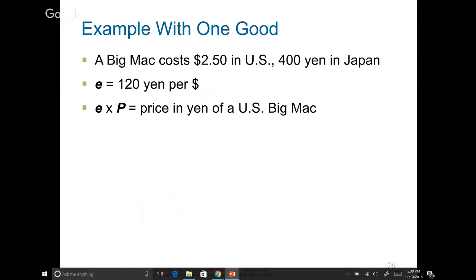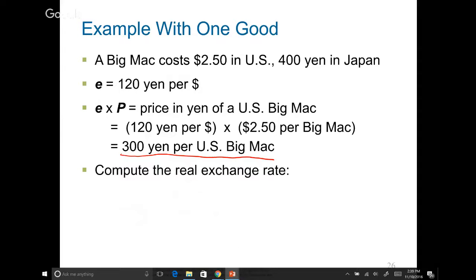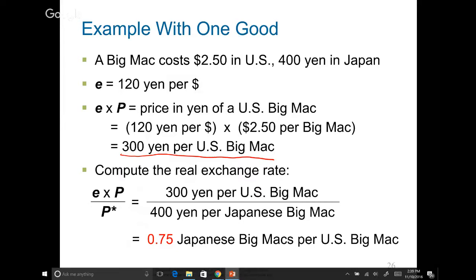Now, for example, suppose we have a Big Mac that costs $2.50 in the US, and it will cost you 400 yen in Japan. If you're looking for the real exchange rate, first use your exchange rate of 120 yen per dollar times $2.50 for a Big Mac in America. So your Big Mac should cost 300 yen in Japan. But for the real exchange rate, you use what the Big Mac should cost in Japan divided by the actual price of a Big Mac in Japan, which is 400 yen. So the real exchange rate is 0.75.